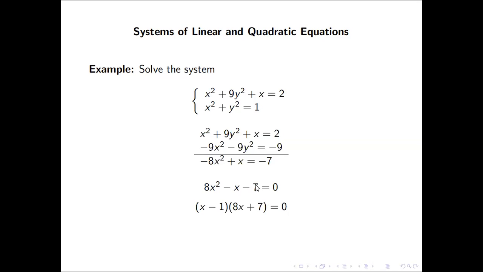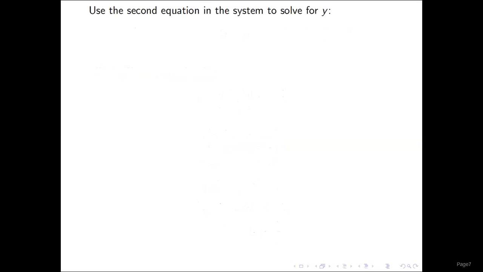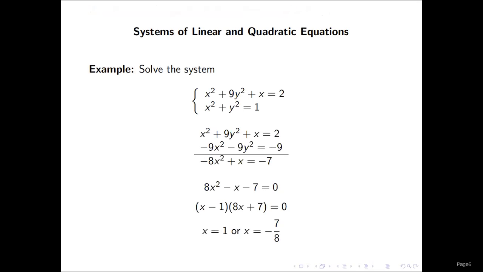When we have factored the quadratic expression, all we have to do is equate each factor to 0 to get the solution. So we get x equals 1 or x equals -7 over 8. But of course, we are not done yet. What we have just found are the values for x. So we need to find the corresponding values for y for each x value. That means we will have two cases, and we can use either of the two equations to solve for y, but we'll use the simpler one, the second equation.